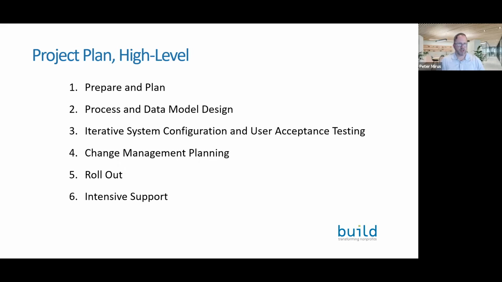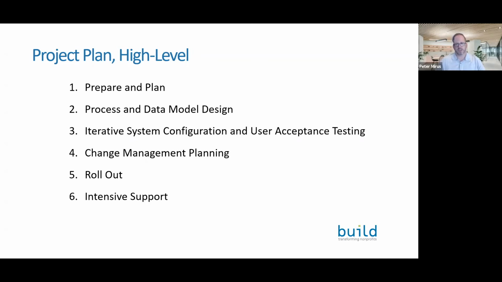Then we recommend an iterative system configuration or system development and user acceptance testing. We'll be touching on what are the key elements of running a collaborative iterative implementation process in a moment. Change management planning, and then the rollout itself, and then finally some level of intensive support, which I'll talk about in a little bit more detail in a moment. So this is an example of one way which we would outline a project plan for an implementation at a high level. It varies according to the nature of the project, but these are some of the most consistent elements.